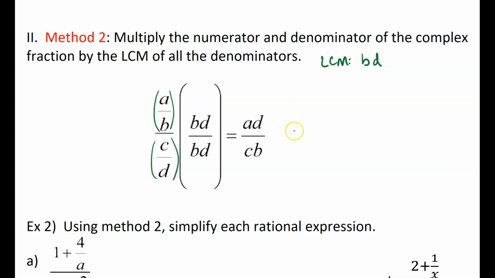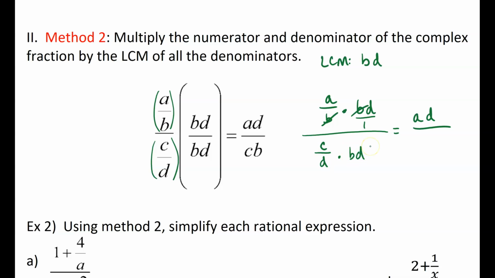We already see what it simplifies to, but breaking down, what happens is if I have A over B times BD over 1. Remember, BD is like having BD over 1. What happens when you multiply those two terms? The B cancels. And that's why we're left with just AD. And same thing in the denominator. If I have C over D and I'm multiplying it by BD, what happens in this one? The D's are going to cancel, and we're left over with just CB.